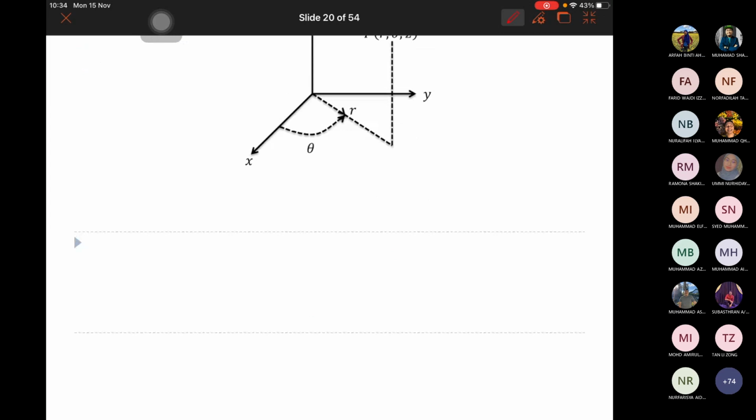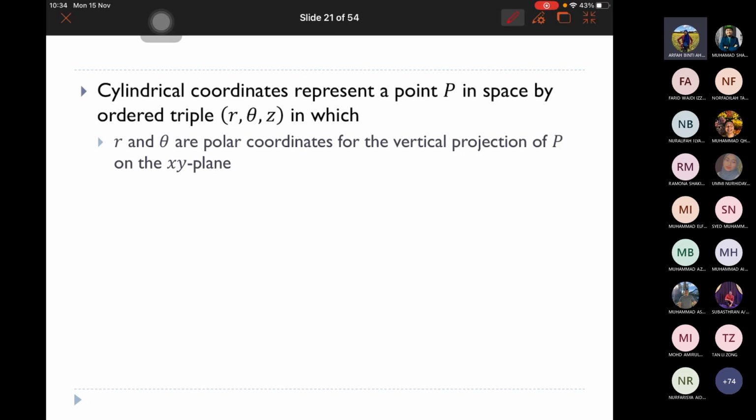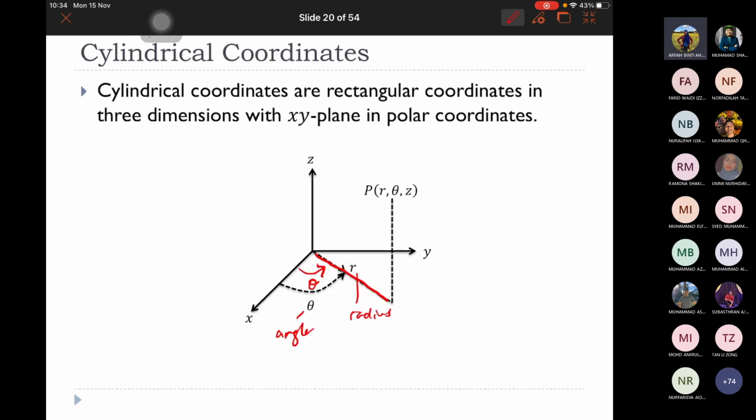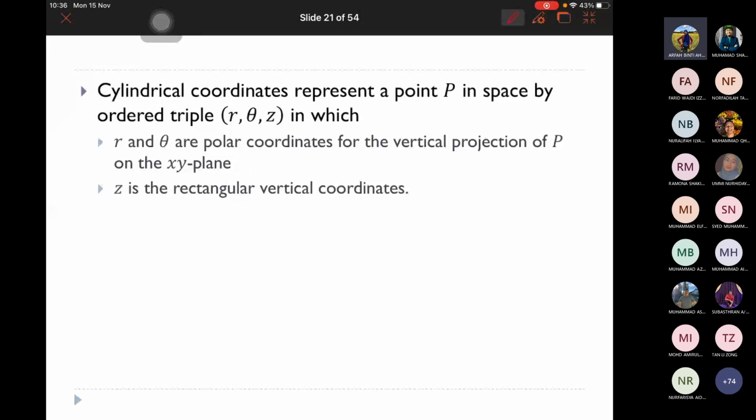So from here, cylindrical coordinates represent a point P in space by ordered triplet r, theta and z, in which r and theta are polar coordinates for the vertical projection of P on the xy plane. So this is the projection of point P. Okay, so r sebenarnya refer kepada radius. Kita akan assume kalau awak ada solid, kita akan projectkan kepada satu point P and then tengok berapa dia punya sudut and what will be the angle that we are interested in. So, daripada sini kita ada z is the rectangular vertical coordinate. So, z tak berubah eh, sebab integration awak nanti akan jadi terhadap dz, dr, d theta. So, z remains itself. So, z adalah seseorang yang kuat pendirian. So, it will remain itself.